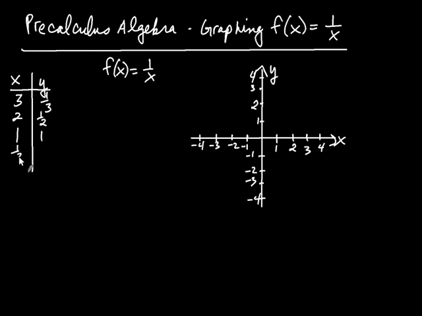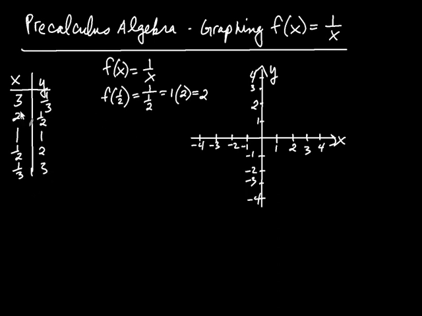Okay, when x is 1/2, what do we get? Well, we get f of 1/2, which is 1 over 1/2. Now, whenever you take something and divide by a fraction, that's the same as taking the numerator and multiplying by the reciprocal. And the reciprocal of 1/2 is 2. So we end up getting 2. So when you plug in 1/2, you get 2. And likewise, when you plug in 1/3, you're going to get 3.